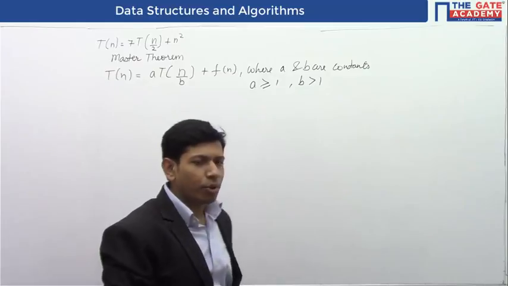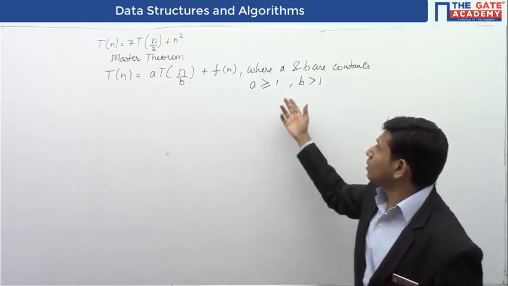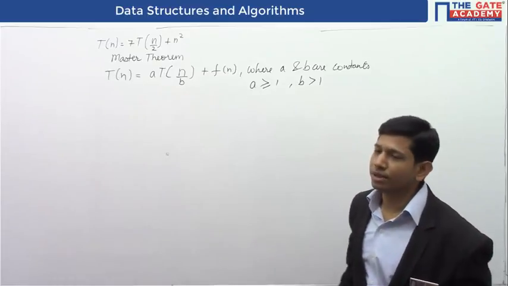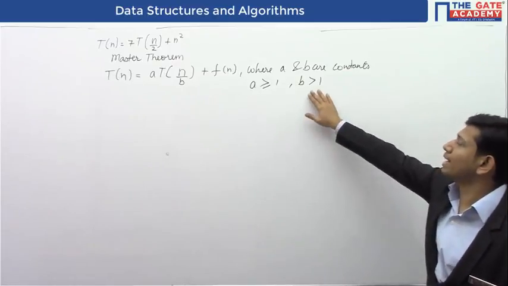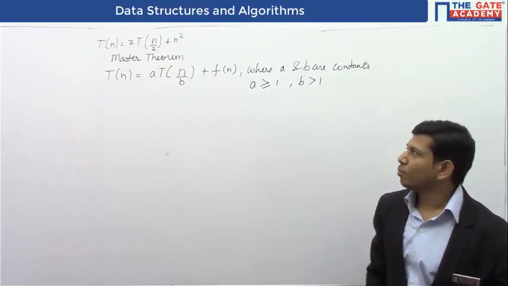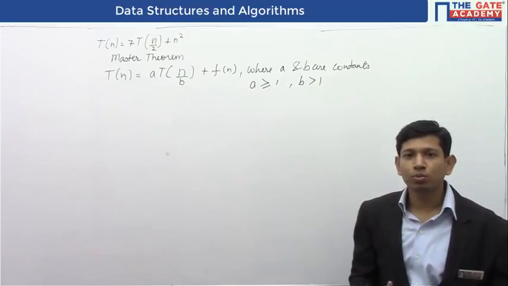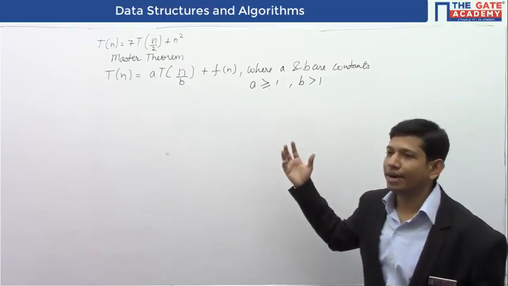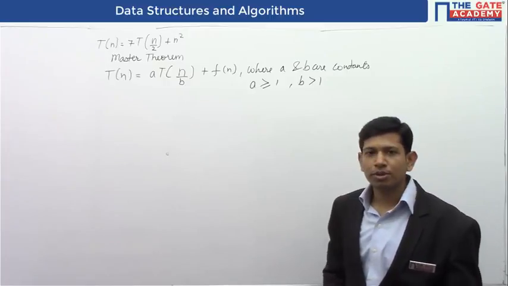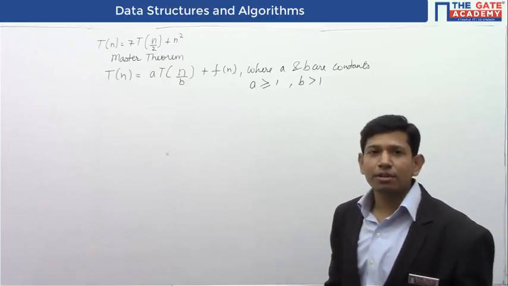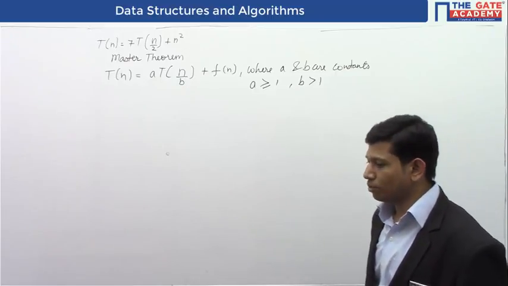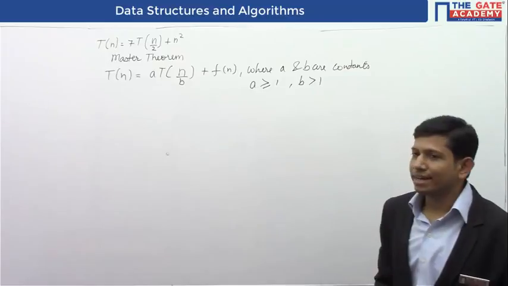One interesting point here: A greater than or equal to 1 is understandable. A can be 1 also and greater than 1 also. A is a constant. But B has to be greater than 1. B cannot be 1. Why can B not be 1? Because if B is 1, it's not a divide and conquer problem. You have not divided. The number of terms is 1 only. That means you have not divided, and hence it's not a divide and conquer problem. That's why B has to be greater than 1.